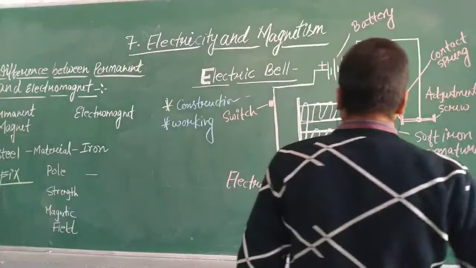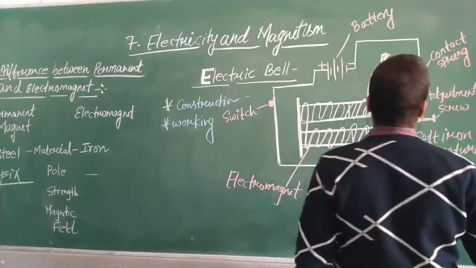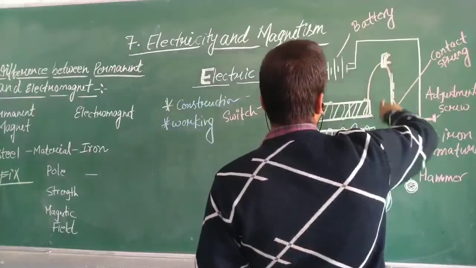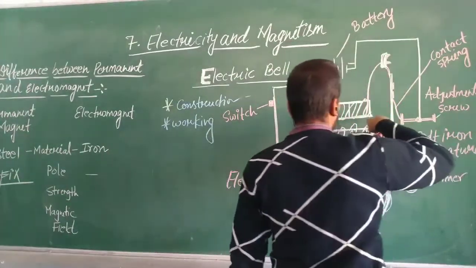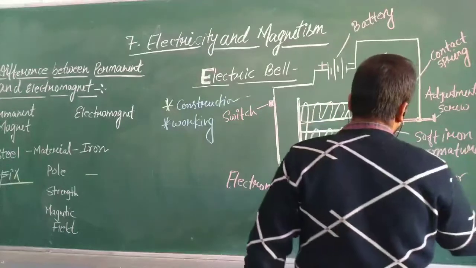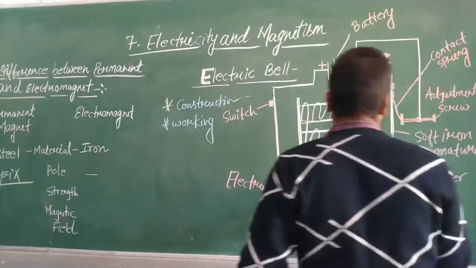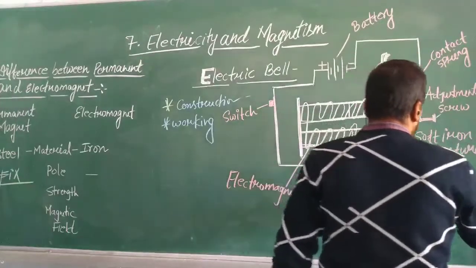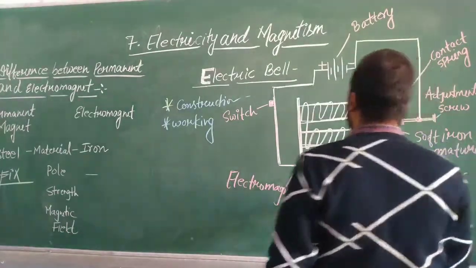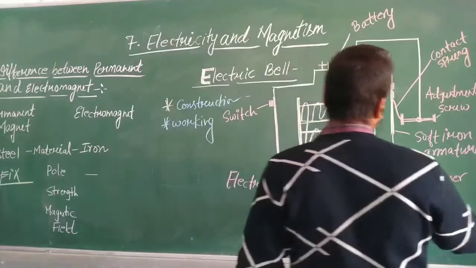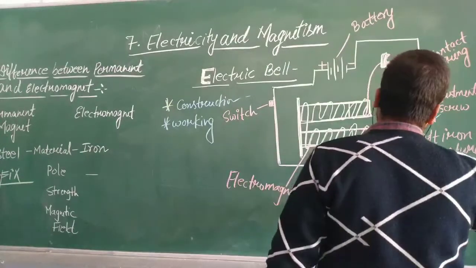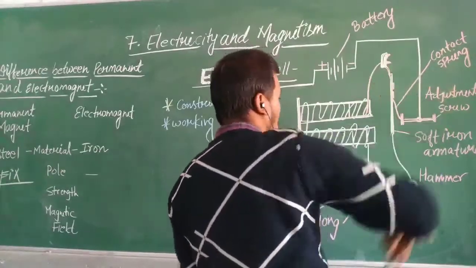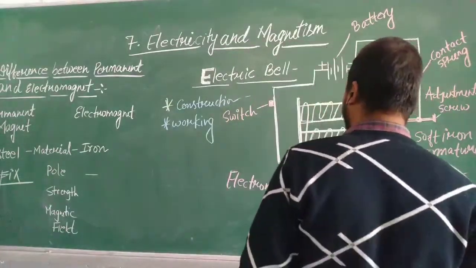Okay, when current flows in the whole circuit, the armature will adjust with this electromagnet, and the hammer will hit the gong, and sound will be produced. Afterwards, when it pulls away, the hammer goes away from the gong, sound will not be produced, and all the instrument adjusts itself automatically to its original position. So this is the whole working of the electric bell.